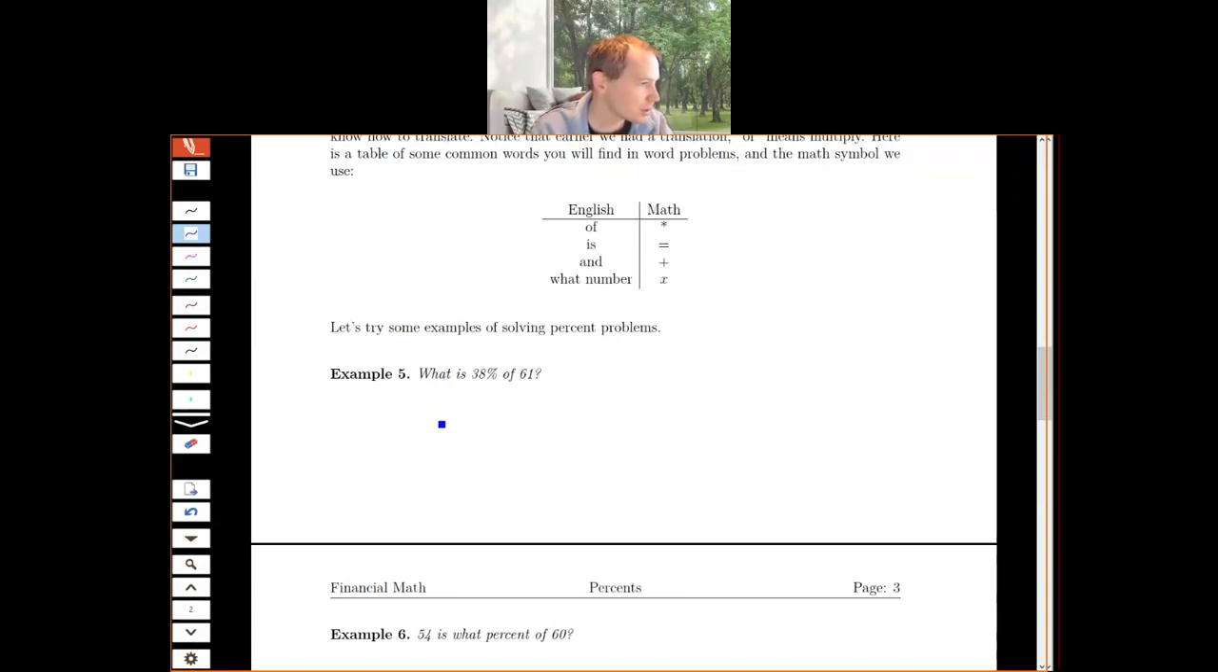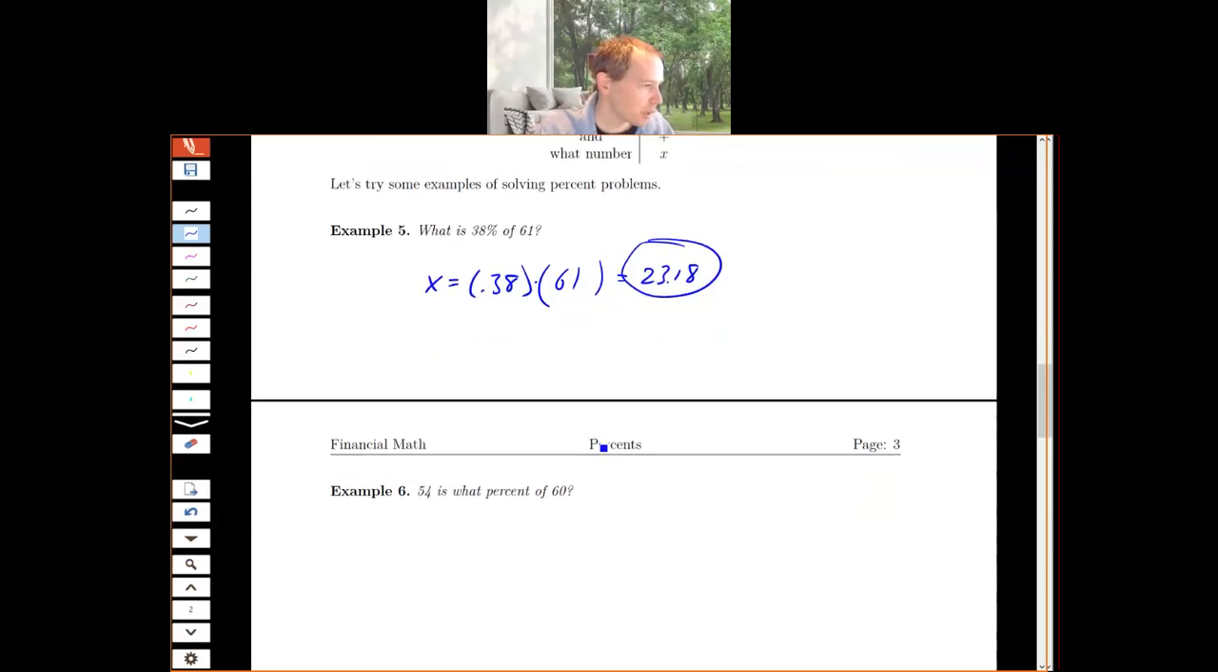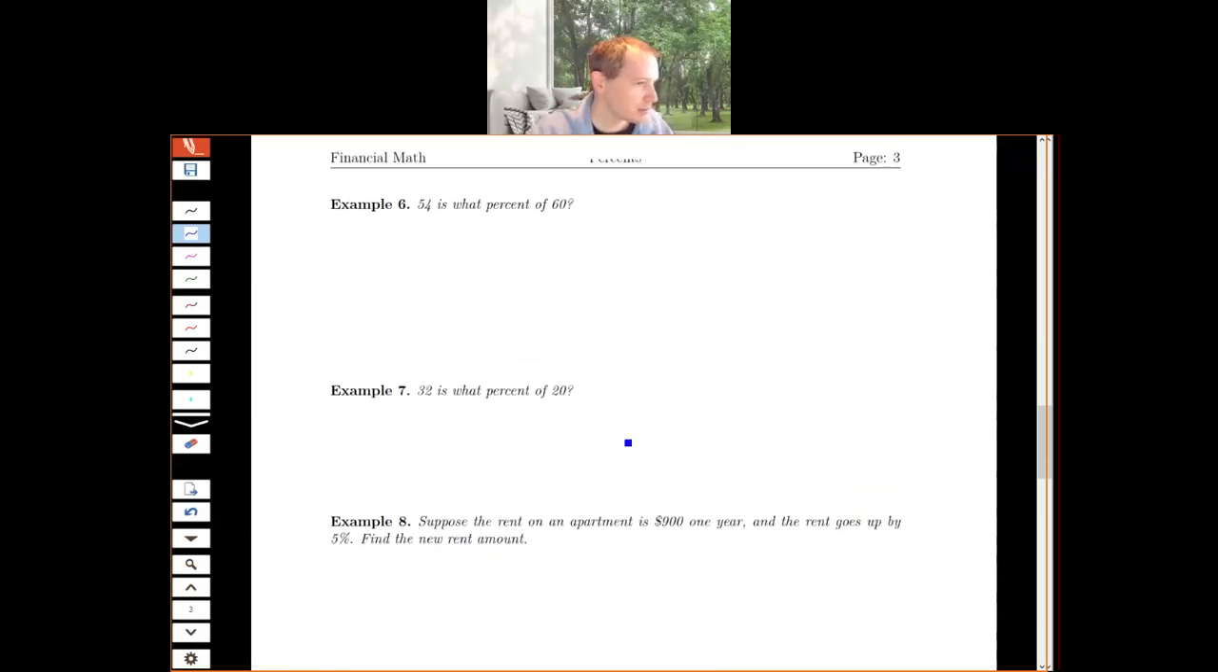So I have my unknown x, 38% I write as a decimal 0.38. Percent of means multiply, and so I'm taking a percentage of a number, so 0.38 times 61. And we get 23.18. All right, so now I have some examples where maybe things get mixed up a little bit.